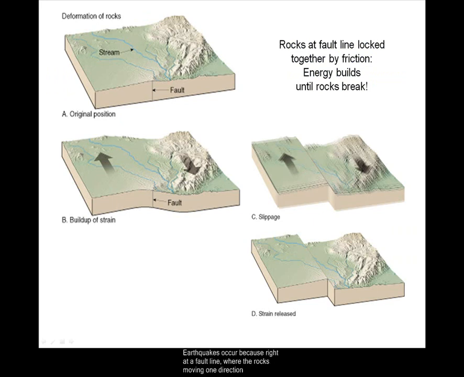Earthquakes occur because right at the fault line, where the rocks moving one direction are touching rocks moving a different direction, the rocks are locked together by friction. They cannot slide smoothly past one another, even though the rocks a little further away from the actual fault continue to move past each other. This causes a tremendous amount of energy to build up at the fault line, until finally the rocks shatter and break, allowing the two sides to suddenly slip past each other in an earthquake. The entire process repeats itself as the fault line continues to produce more earthquakes.